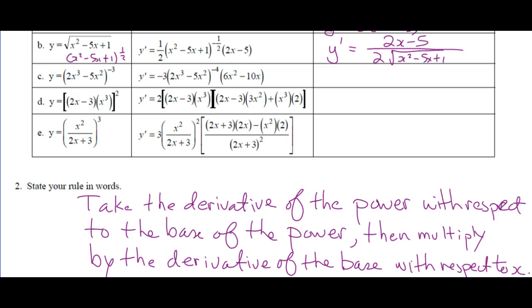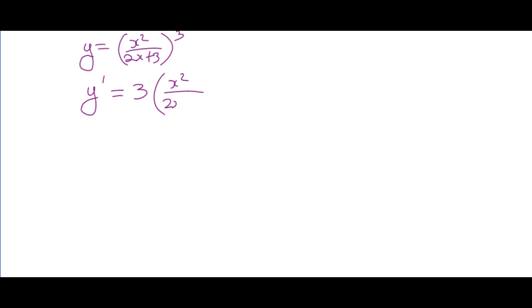Okay, so let's go simplify that. So it's going to get its own page. And this time I'm actually going to write out the whole thing. So 3 times this thing squared times, and then apply the quotient rule.